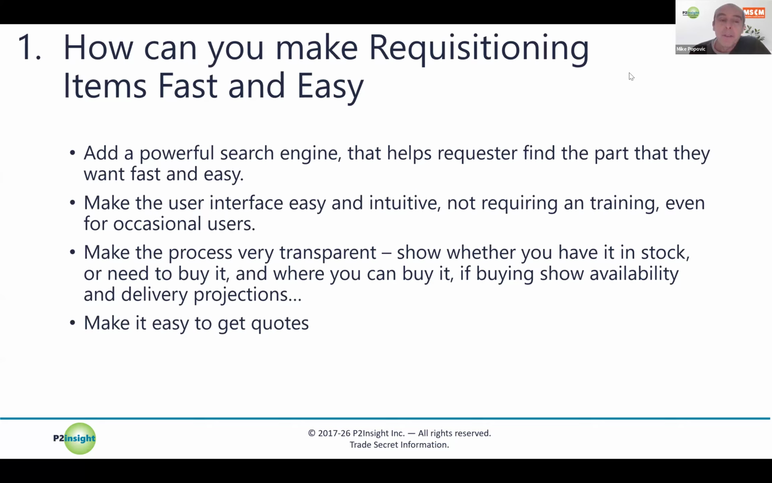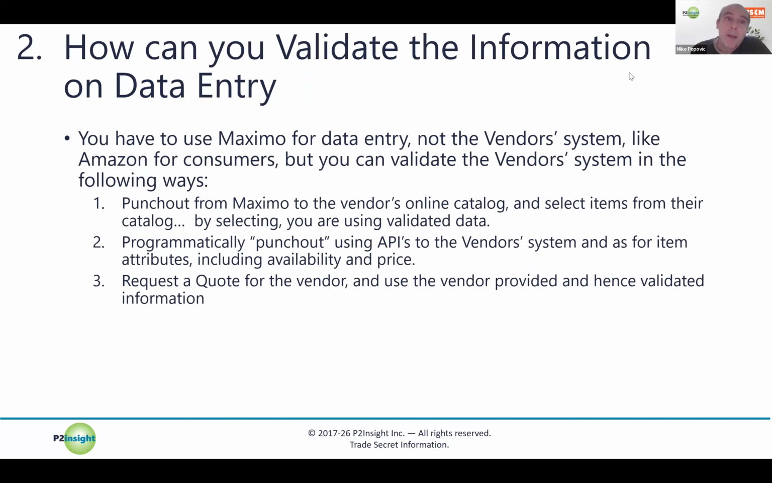Show whether you have things in stock, make it very easy to switch warehouses and storerooms, make it easy to see where you can buy it if you need to buy it, and so forth. And make it easy to get quotes. If they need to get quotes for services or custom builds and all that stuff, make it very easy to do so. You can do all that in Maximo.